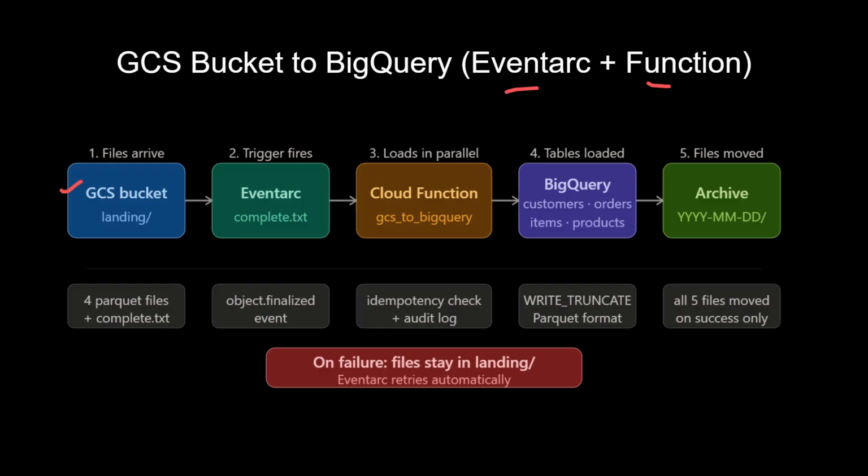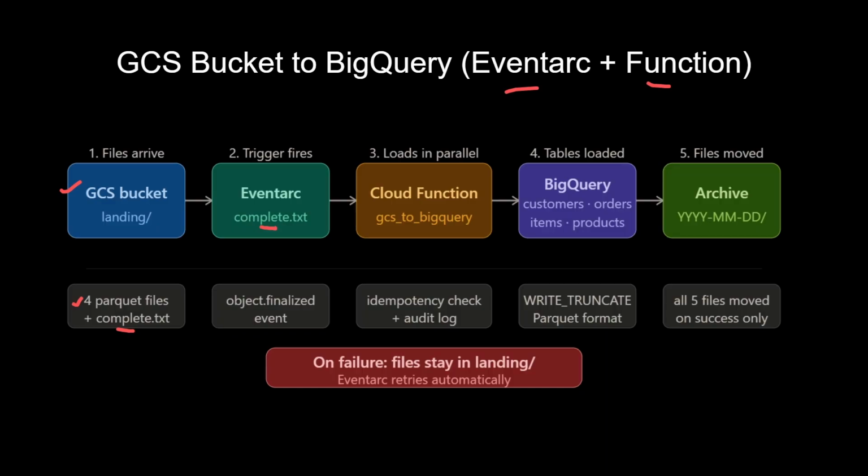GCS bucket is our starting point. Usually files arrive here from upstream jobs. We will use 4 Parquet files as data source and one trigger file, complete.txt. The trigger file is a dummy empty file that is being used to inform downstream jobs that our data is ready to be processed. Next, EventArc trigger will be waiting for the trigger file.